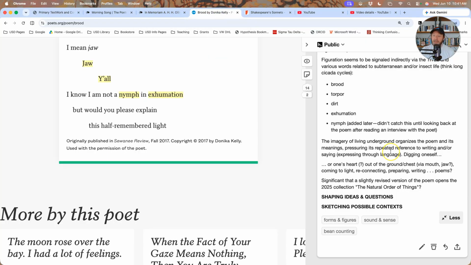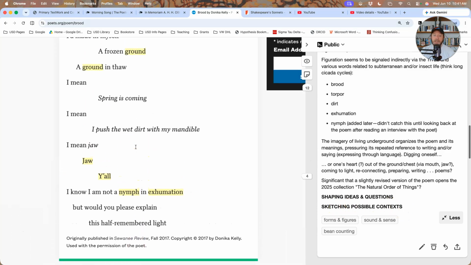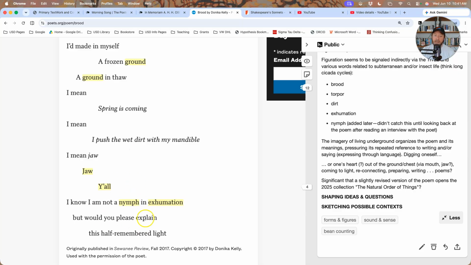In the case of Donna Kelly's Brood, I won't type these things out. I would definitely want to track Kelly's use of, say, insect imagery, natural imagery, especially in her most recent poetry collection.